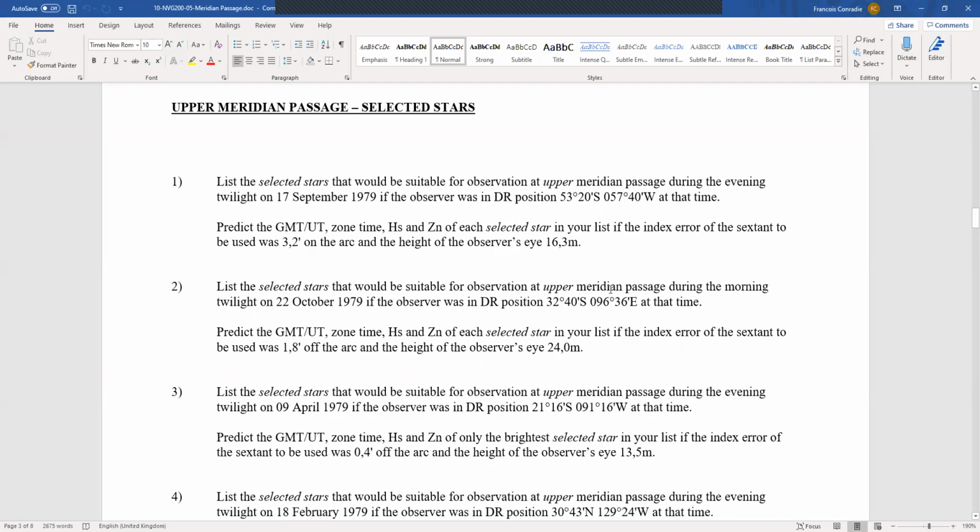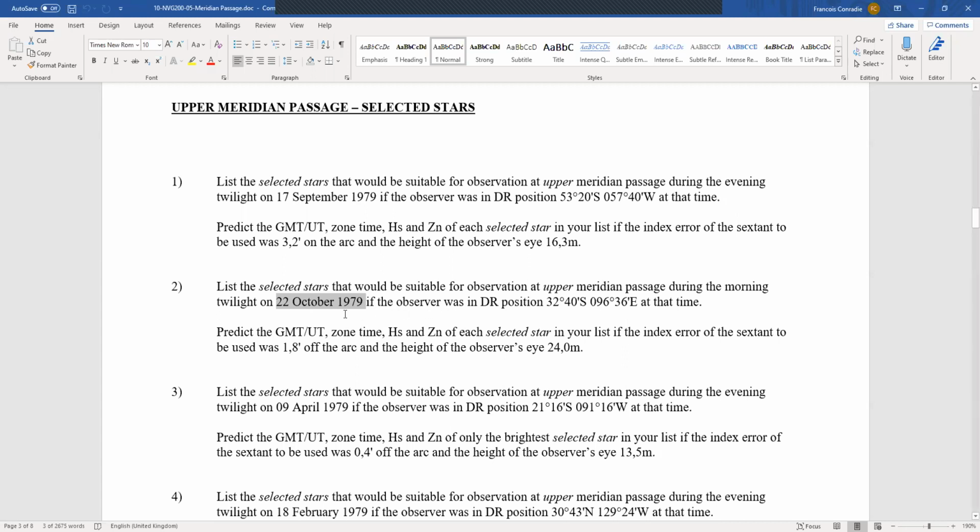So selected stars suitable for Upper Meridian Passage during the morning of the 22nd of October 1979. Now again, I know that not everybody has the 1979 almanac, so in the exercise today, we can use the 2020 almanac. If you have the 79, it's fine, you can carry on using it, but I'll use the 2020 in the example. And you will note that the change isn't that significant. As we've discussed before, if you're looking at throughout the years, the movement of the stars, because they're so far away, is not that great. So there's very little change in the answers.